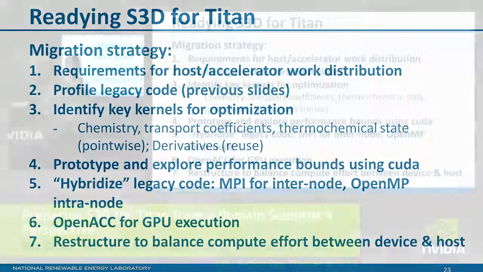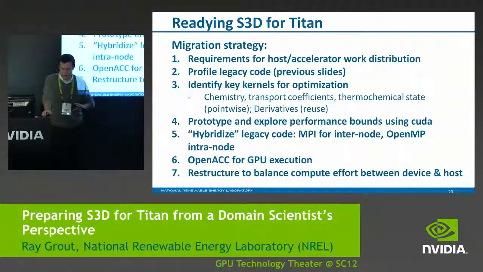So taking all that into account, we came up with this migration strategy to look at requirements for the host accelerator work. And I'll show you in the last slide that we've decided to take the approach of moving the entire flow and chemistry solver onto the GPU. That leaves the CPU more or less idle, but it's a nice tool to have available for all those bits of optional case-specific physics that we may only be using once or twice, and it may not be worth the effort of moving that over to a GPU, seeing as how we already have the CPU code.